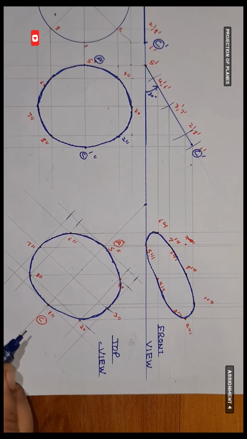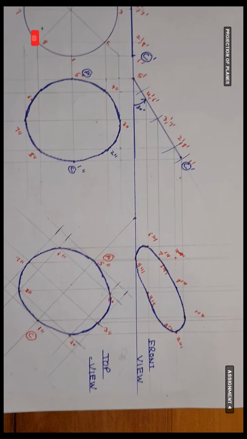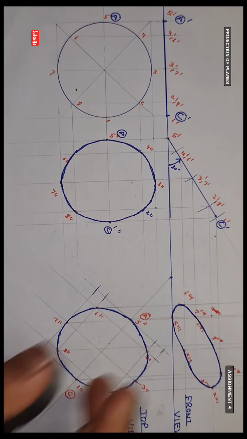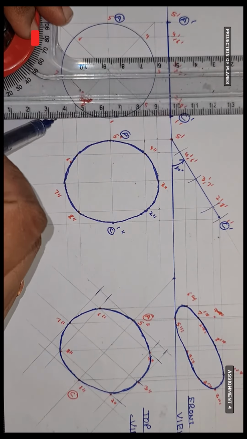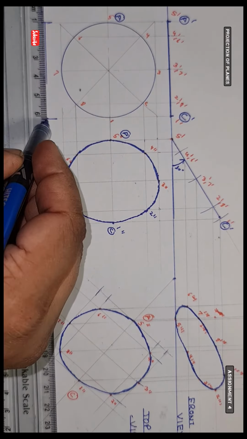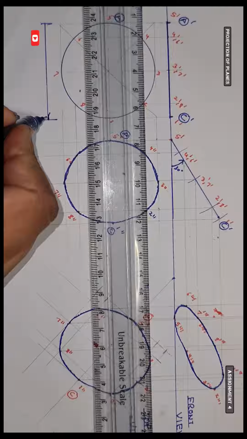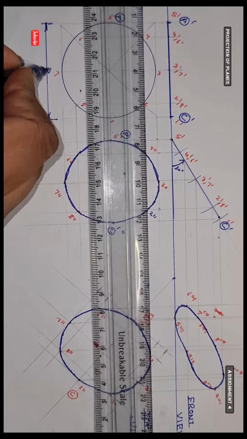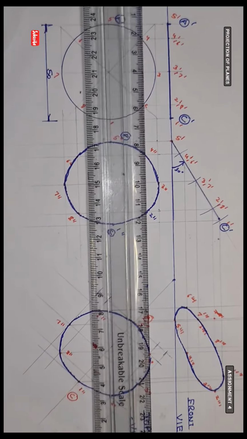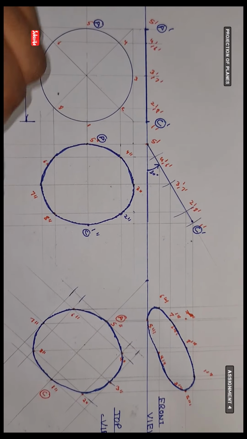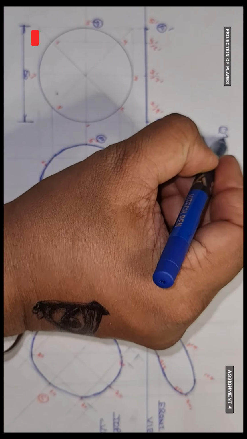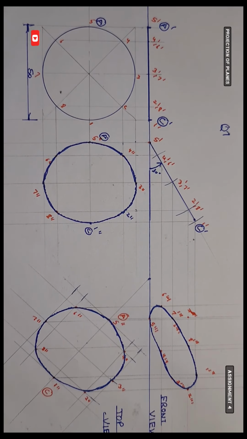This is your front and top, and you have to give the dimension of the circle also. The diameter is given to you as 50. Okay, so this is your complete assignment number 4. This is question number 7. This is question number 7, and all the 7 questions have been done all together in this video.